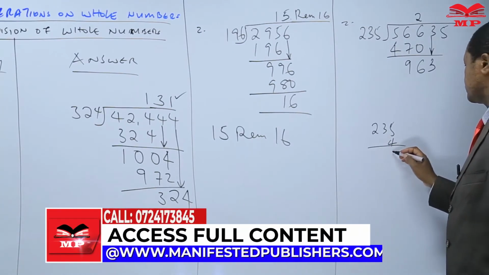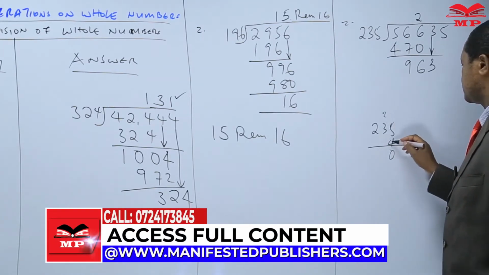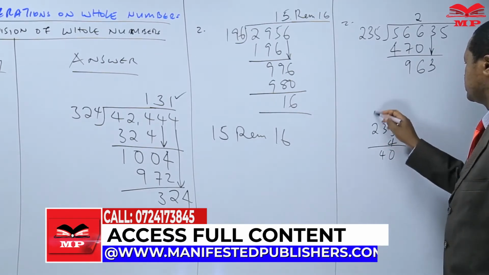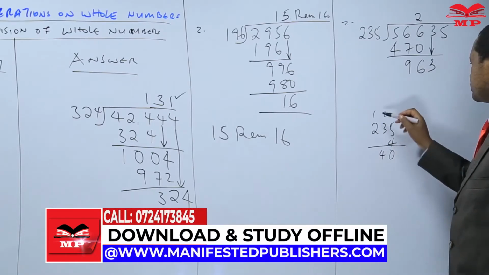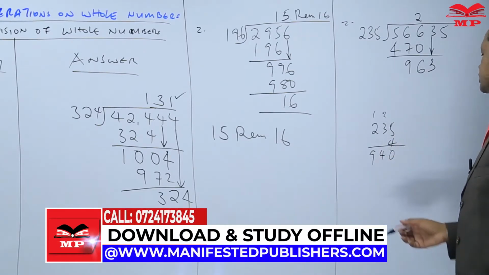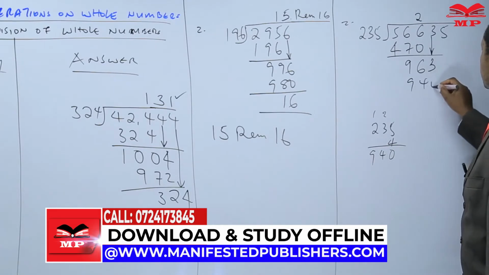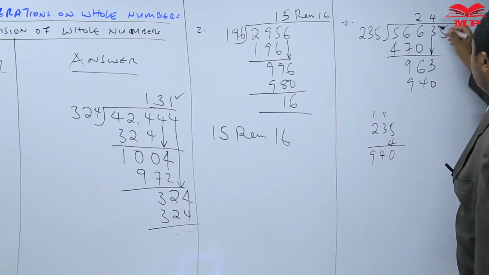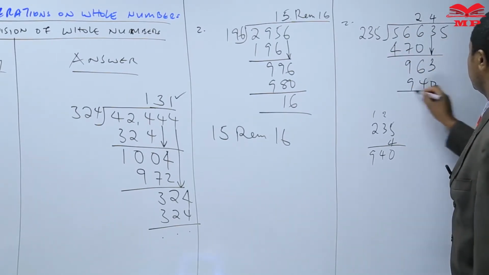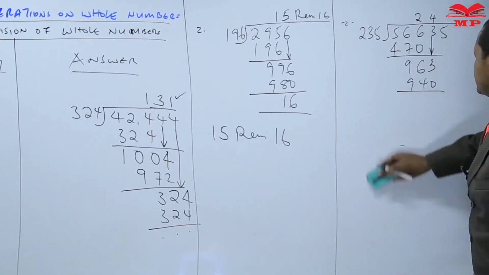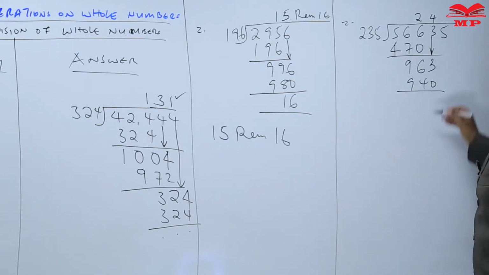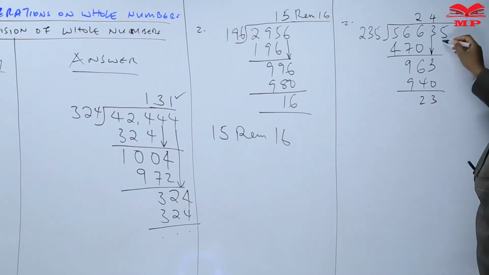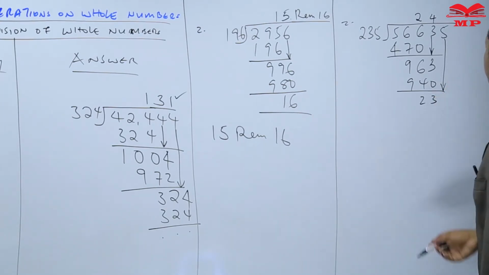5 times 4, 20, 0, carry 2. 3 times 4, 12 plus 2, 14, carry 4. Write 4, carry 1. 2 times 4 plus 1, 9. So this 940 is close to 963. So we write here 4. 4 times that will give us 940. Then we subtract. Subtract 3 minus 0, 3. 6 minus 4, 2. Bring down this 5.